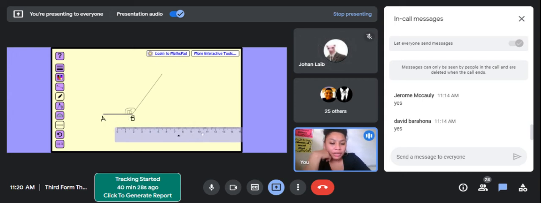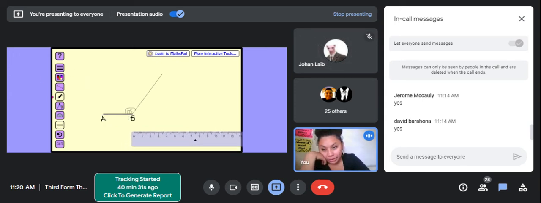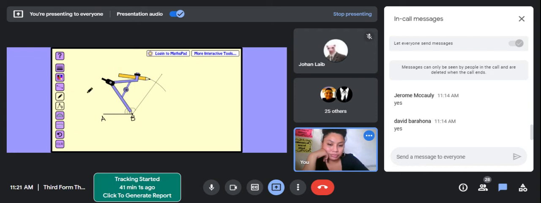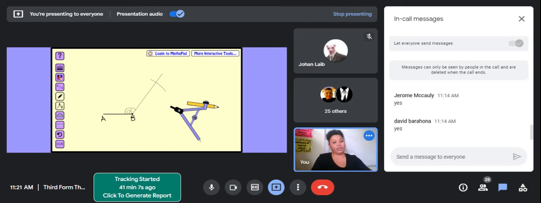Yes, miss. Now you're gonna take your ruler and I want you guys to open your compass to 5. Open your compass to 5. And you're gonna set it at B, and you're gonna draw an arc on this line. And now this is the line that you're gonna be making bright.